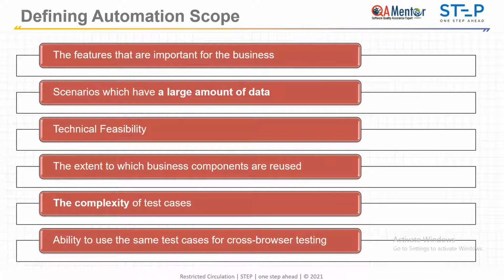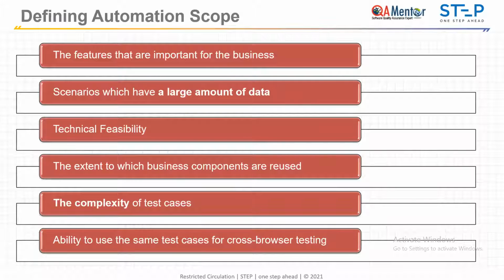The extent to which business components are reused, the complexity of the test cases, and the ability to use the same test case for cross browser testing. Whenever we are talking about the compatibility of different browsers, the same application, for example Amazon, we need to use for different browsers. So compatibility comes into the picture. In that case, the scope for test automation will be more, because again and again the same test suite needs to run on different browsers.